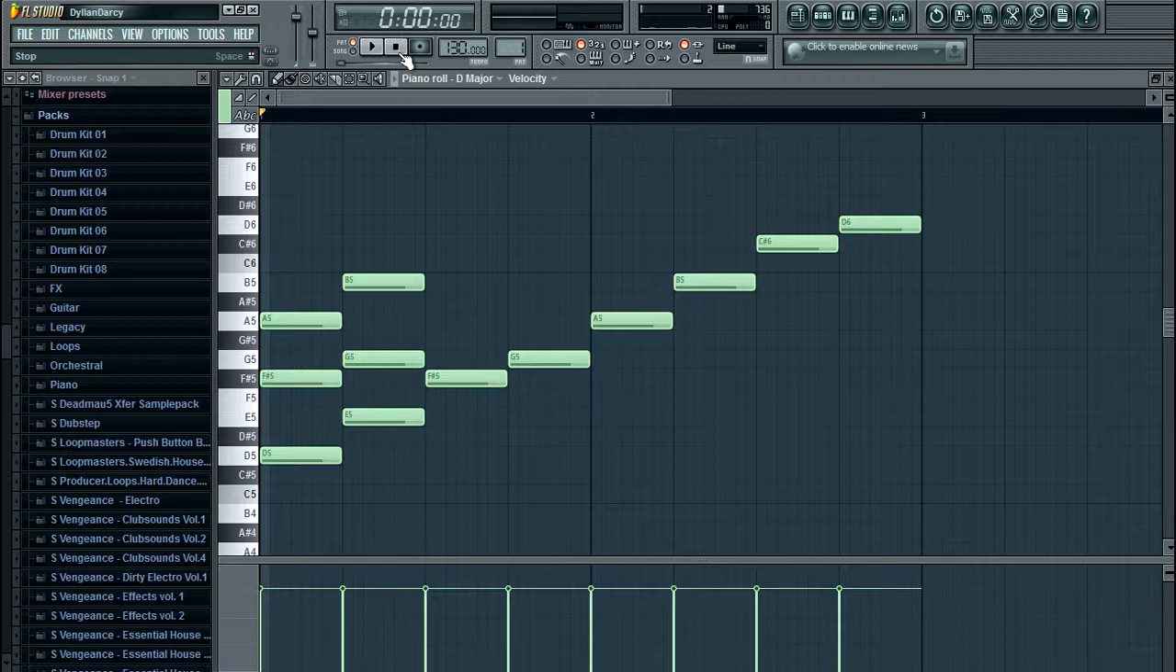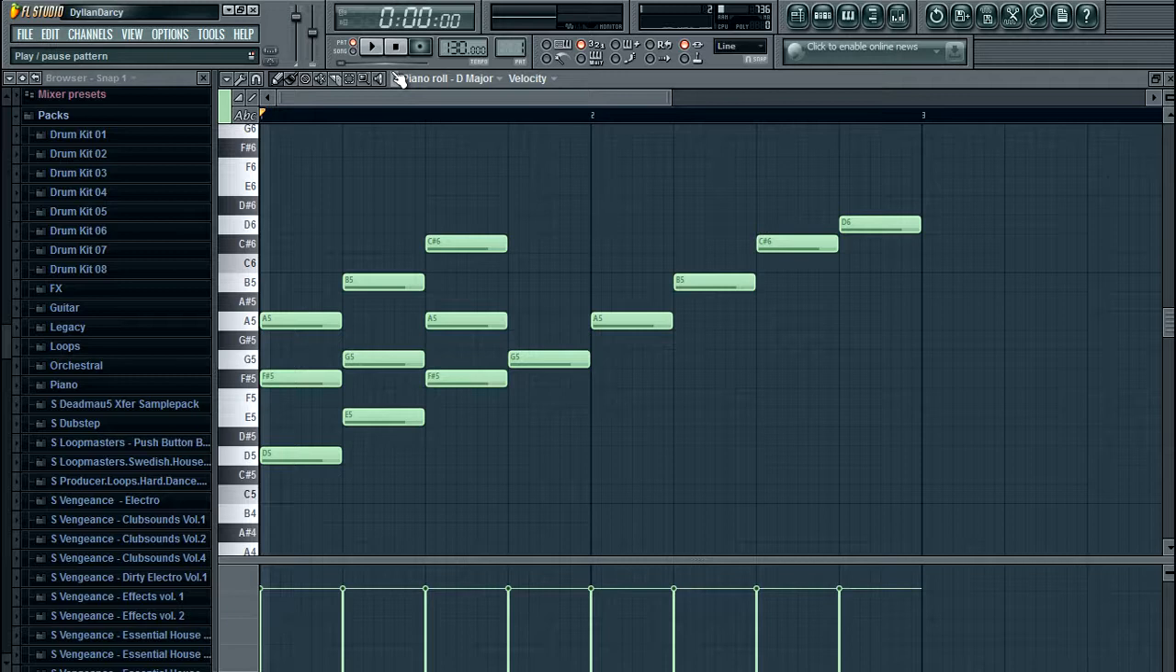For F sharp, we're going to go up. This is supposed to be minor, so we're going to go up 3 and then 4. 1, 2, 3, 1, 2, 3, 4. Sorry, that should go there.